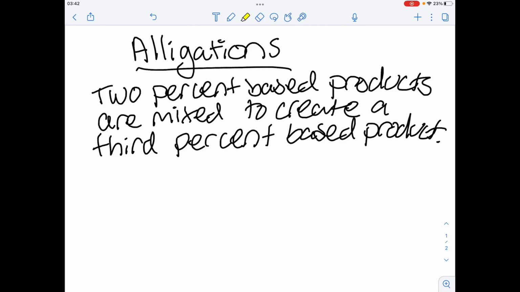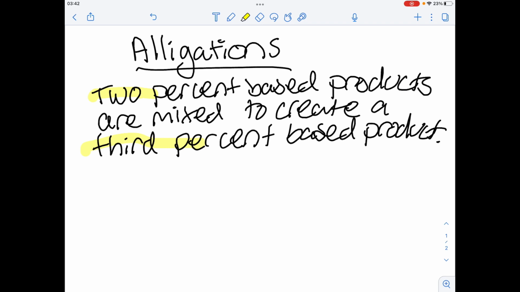Today we're going to be reviewing alligations. Alligations are when two percent-based products are mixed to create a third percent-based product. I'm highlighting that two products are mixed to create a third because a similar problem would be dilutions.